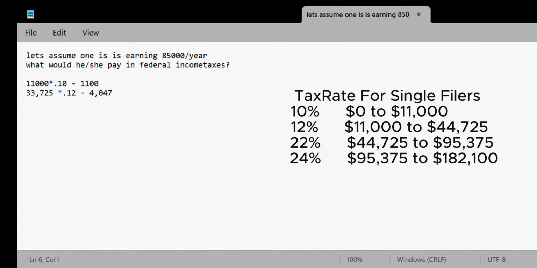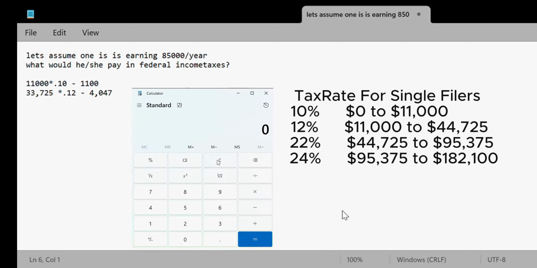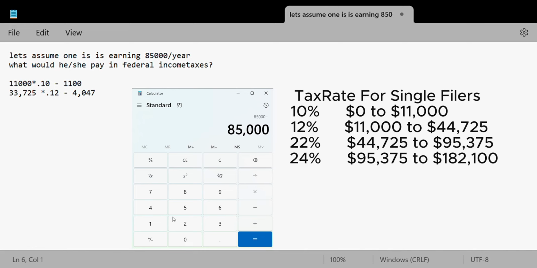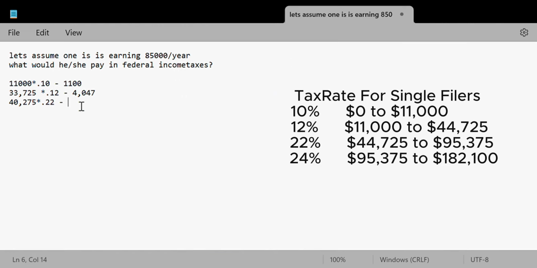Let's continue with the next one. For the next bracket, you don't really have to go up to the max of 95,375 because our income is only $85,000. So the upper number for us will be $85,000. We subtract 44,725 from $85,000, and that gives you $40,275. We multiply this by the next tax rate, which is 22%. So $40,275 times 0.22 gives you $8,860.50. So these are the different amounts we will be paying for our income of $85,000.